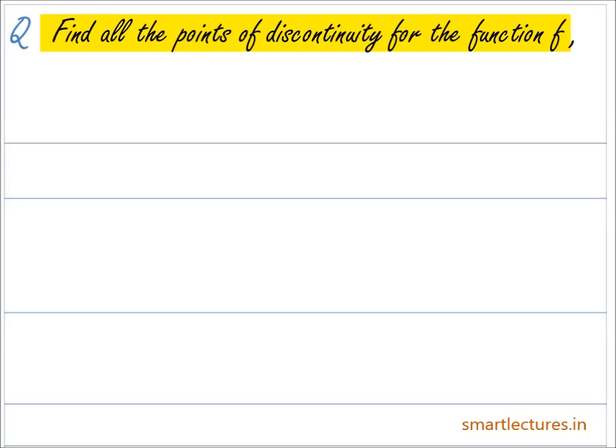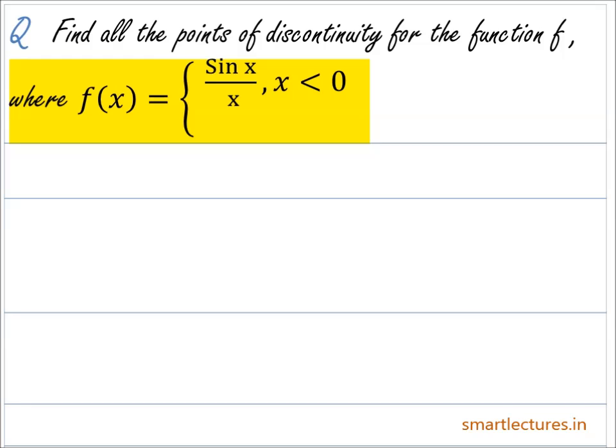And now let's solve one more question on testing the continuity of a function. The question is, find all points of discontinuity of the function f, where f of x is given by f of x equal to sin x upon x, where x is less than 0, and f of x equal to x plus 1, where x is greater than or equal to 0.